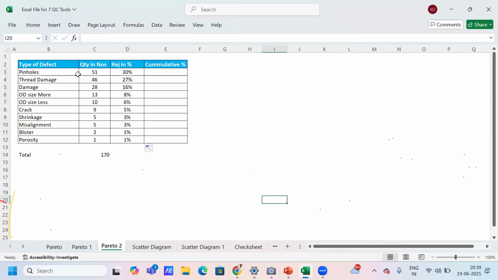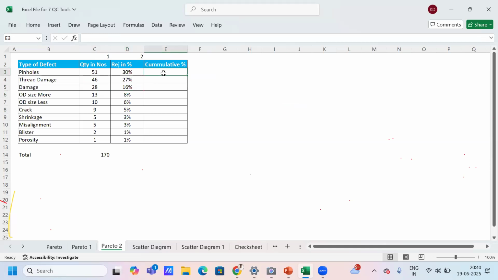So I told Akash, first step is to arrange the data in descending order. Now calculate the rejection percentage, the individual rejection percentage. So pinhole rejection percentage is 30% because the total is 170. Thread damage is 27%, job damage is 16%, OD size is 8%, like that. So I told these two steps to Akash. Akash told me, yes sir, these two steps are understood. What is next, sir?